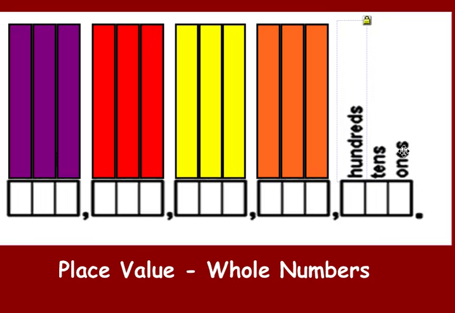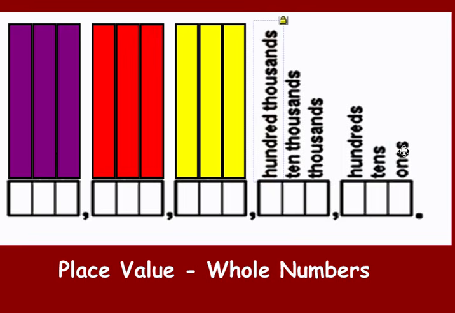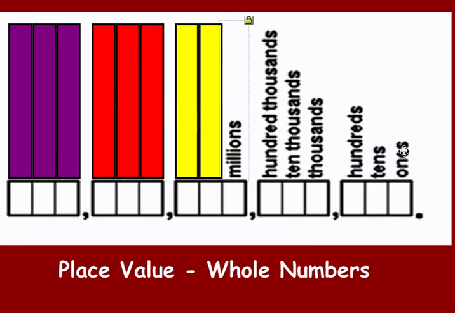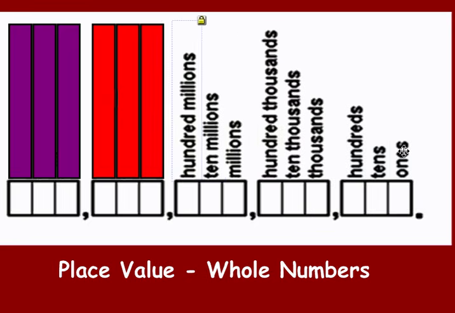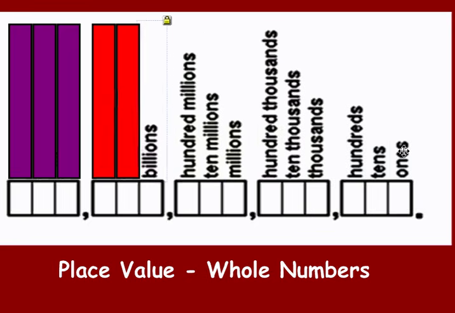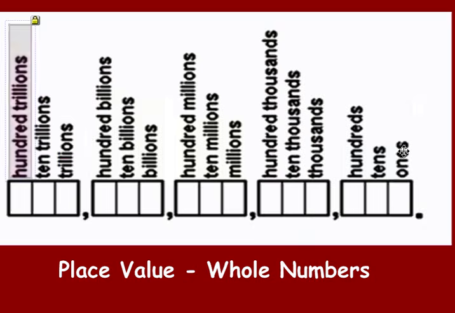And then the orange section is your thousands and 10,000s and 100,000s. And then yellow would be your millions and your 10 millions and your 100 millions. And then you have your billions and 10 billions and 100 billions. And then the purple area is your trillions and 10 trillions and 100 trillions.